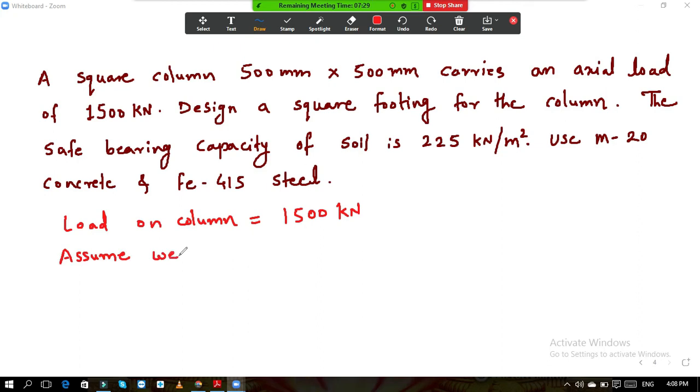Assume weight of footing is 10% of column load. Okay, so this is our assumption. We have written clearly: assume weight of footing is 10%.